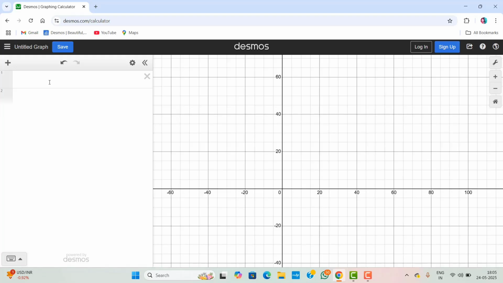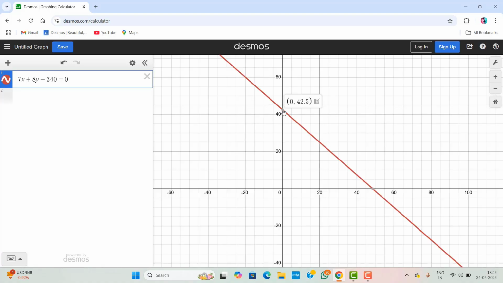Children, we are going to check our answer is correct or not through the Desmos graphing calculator. For that, I am going to type the equation 7x plus 8y minus 340 is equal to 0. Okay, we got the line here. So 0 comma 42.5, and this point is 48.5. And the next equation is 6x plus 4y minus 200 is equal to 0.